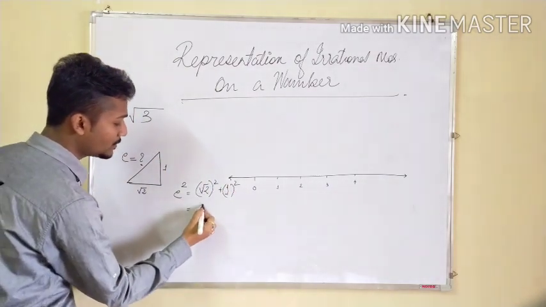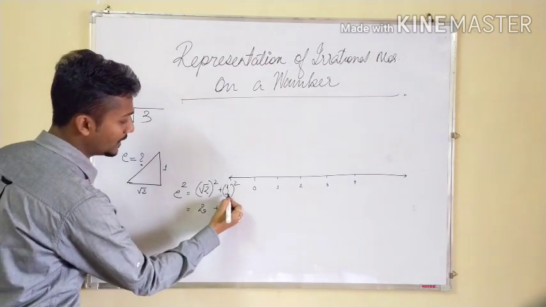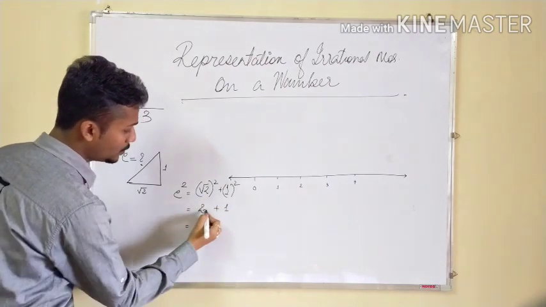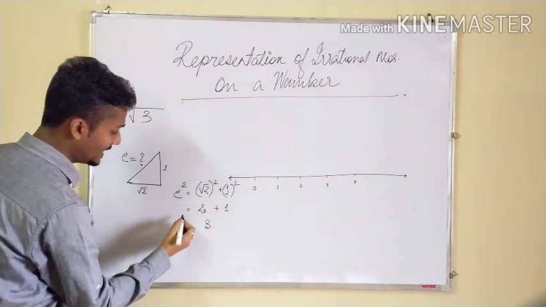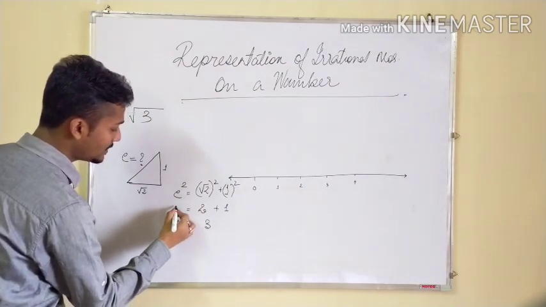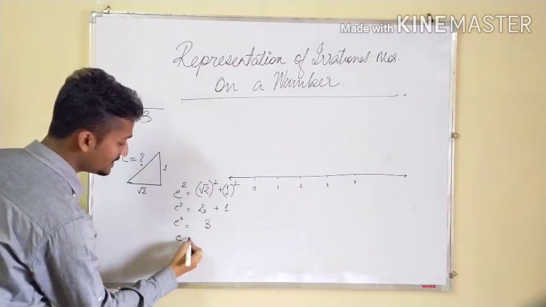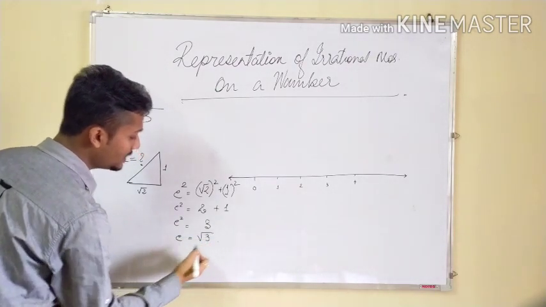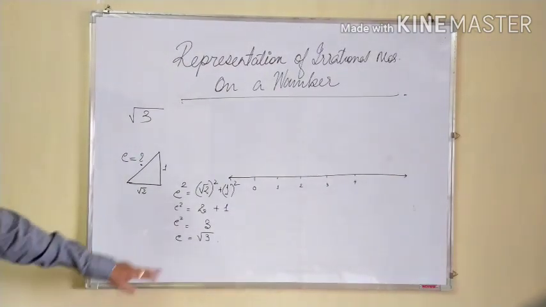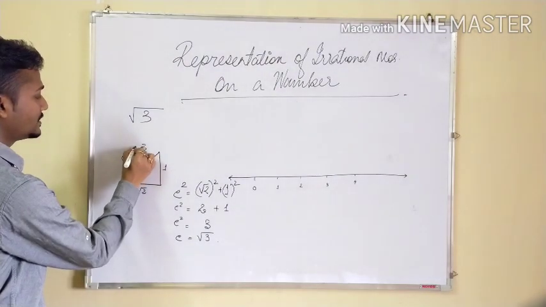Root 2 into root 2 is equal to 2. 1 square is equal to 1. 2 plus 1 is equal to 3. That means c square is equal to 3. If c square is equal to 3, that means c will be equal to root 3. That means here it is root 3.